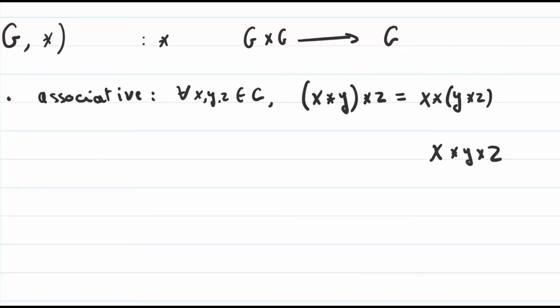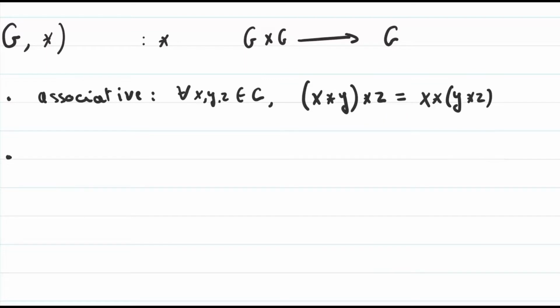A priori, it shouldn't make sense if I don't have associativity, because it could mean two things. It could mean this or this, because star is an operation between two elements, not three elements. So I have to say which two I do first. But if those two are equal, I can just remove the parentheses and understand that x star y star z is just any one of these two possibilities.